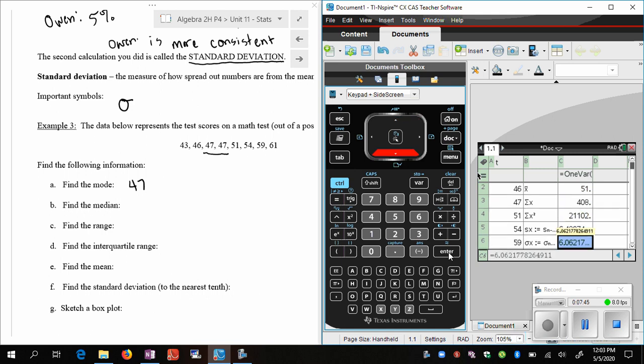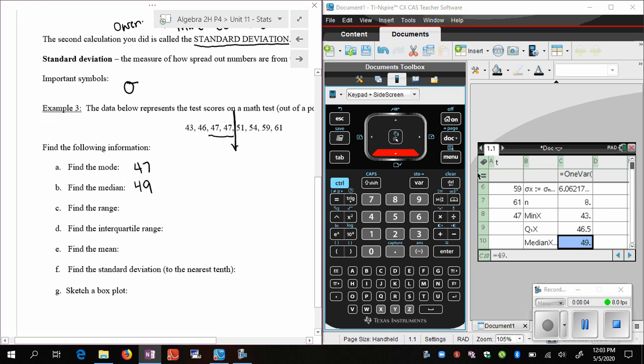So the next question was the median, and the median is 49. Obviously, we have that as an answer here on the calculator, or I could have just calculated it by saying, well, right in the middle is where the median would have fallen, halfway between 47 and 51. It's 49. The range is the max minus the min. So that is 61 minus 43, and that is 18.